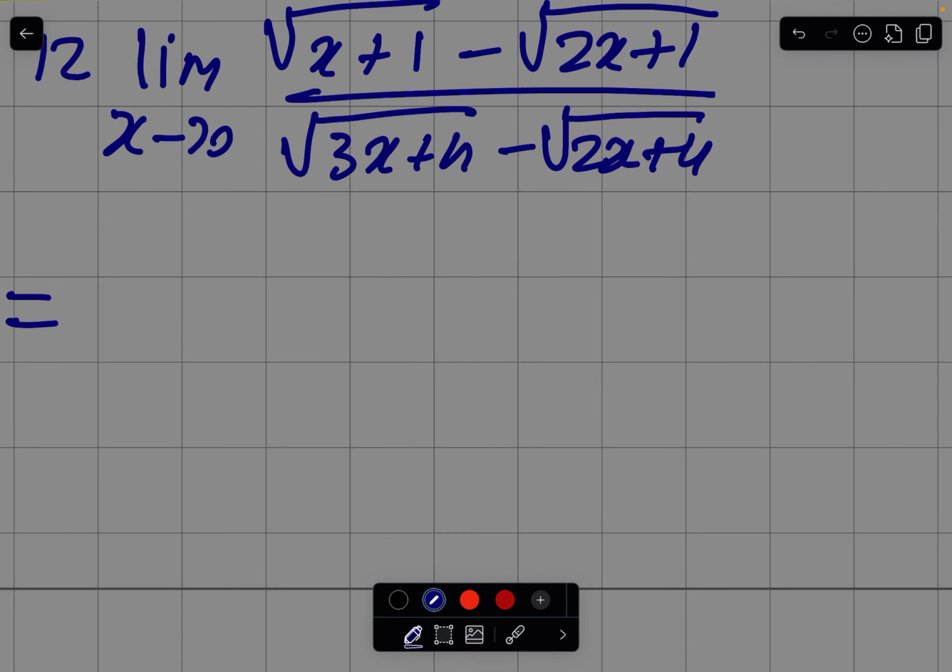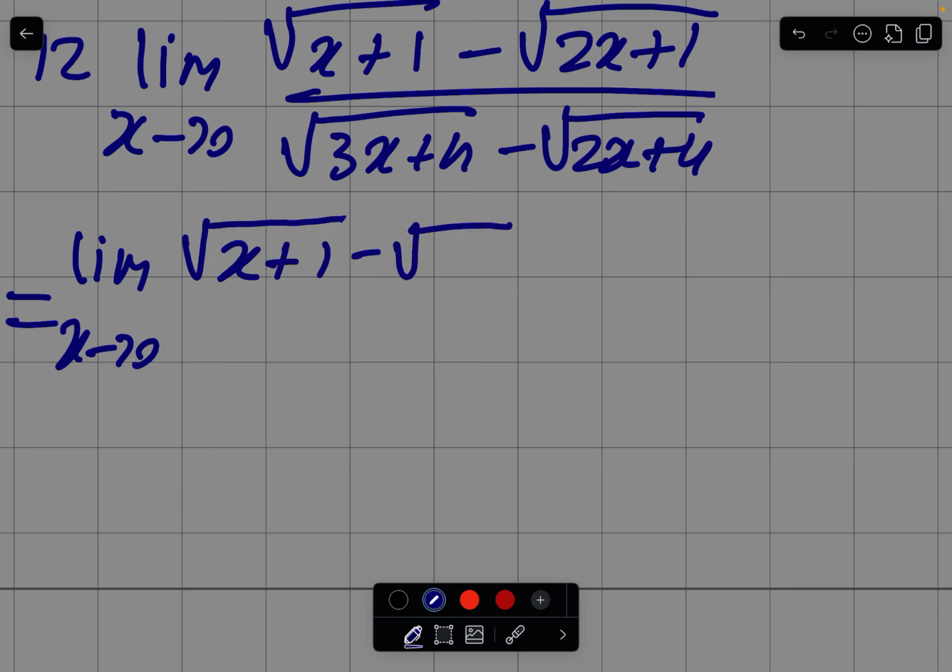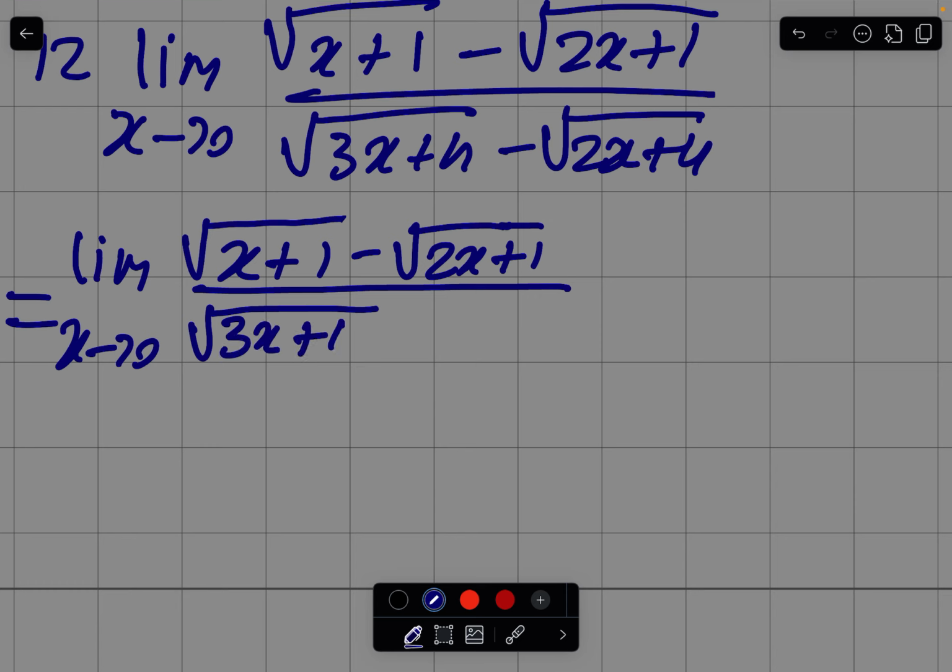We're going to have the limit as x approaching 0 of square root of x plus 1 minus square root of 2x plus 1, the whole divided by square root of 3x plus 4 minus square root of 2x plus 4. You have to rationalize now. Let's start with this part.